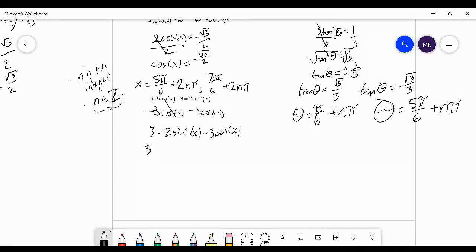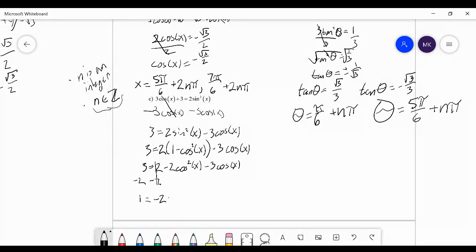And so what we end up with is 3 equals 2 times 1 minus cosine squared x minus 3 cosine x. Awesome. So now let's just do some distribution here. 3 equals 2 minus 2 cosine squared x minus 3 cosine x. Subtract 2. 1 equals negative 2 cosine squared x minus 3 cosine x.